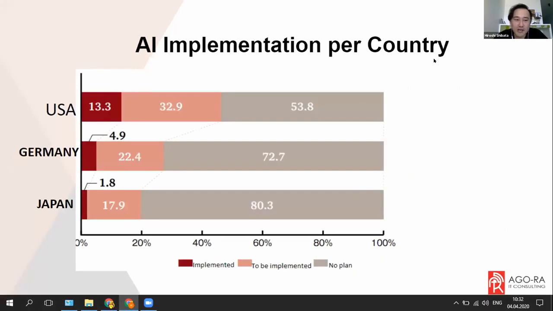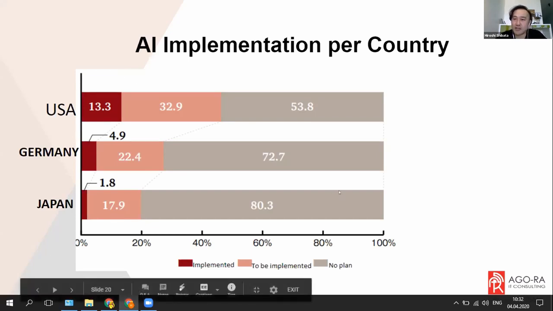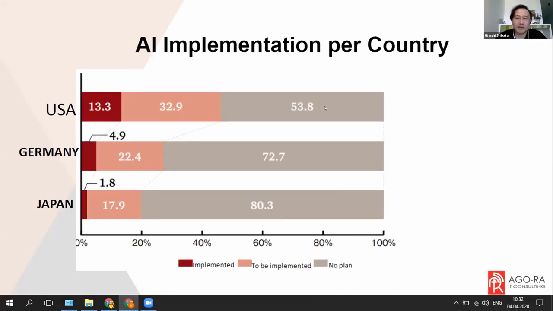As you can see, I'm showing you a three-country comparison of how AI is implemented in each country: USA, Germany, and Japan. In terms of AI implementation, the USA is ahead of Germany and Japan. But Germany is catching up rapidly, I heard. Japan's still far behind, and this might surprise some of you.